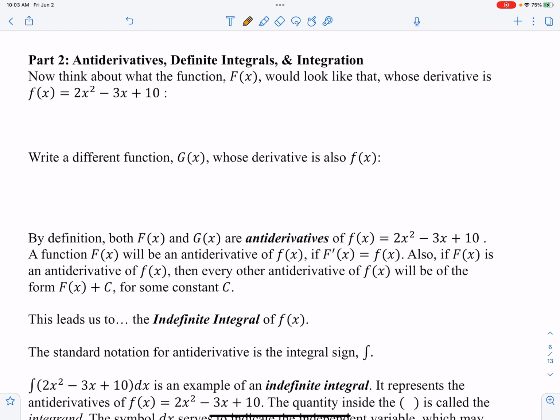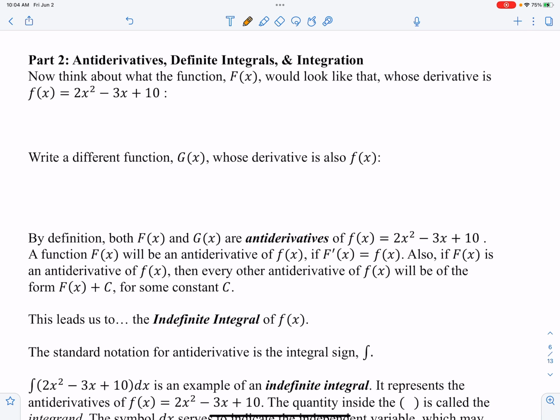So in part 1, we talked about what a derivative is, right? It's a formula. Every function has a derivative. You can use that as a formula to calculate instantaneous rate of change. And the process of finding a derivative is referred to as differentiation. So now let's think about going in the reverse.